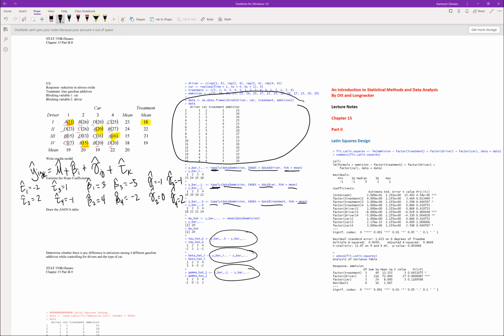And from there, I can get each of the pieces, right? The y bar dot dot dot is the mean of all the data$emissions. So our y bar dot dot dot is just 20.